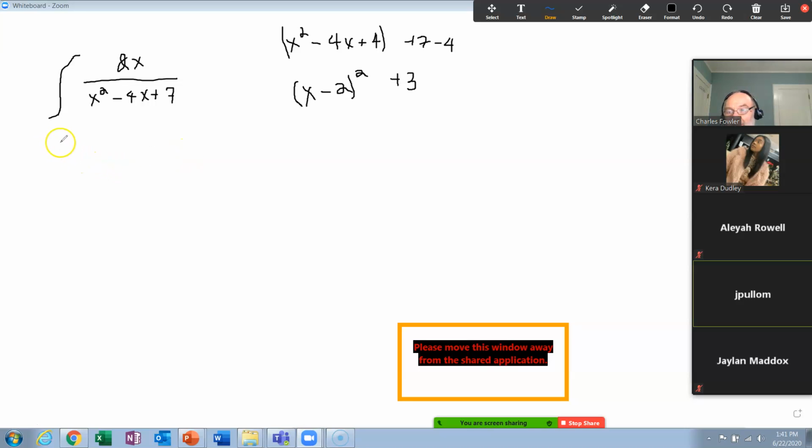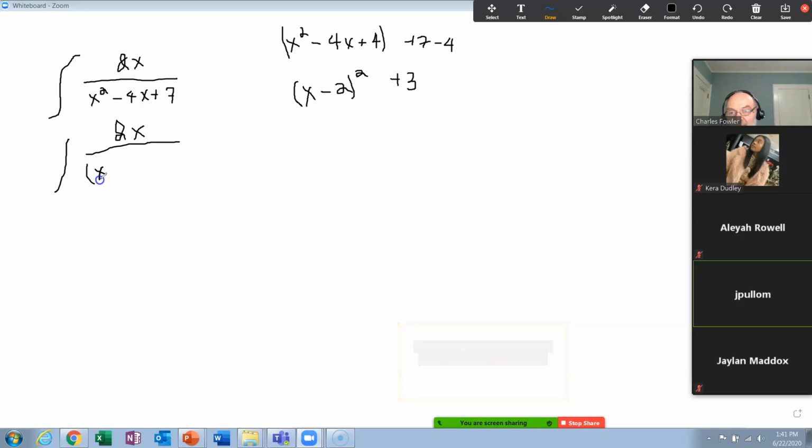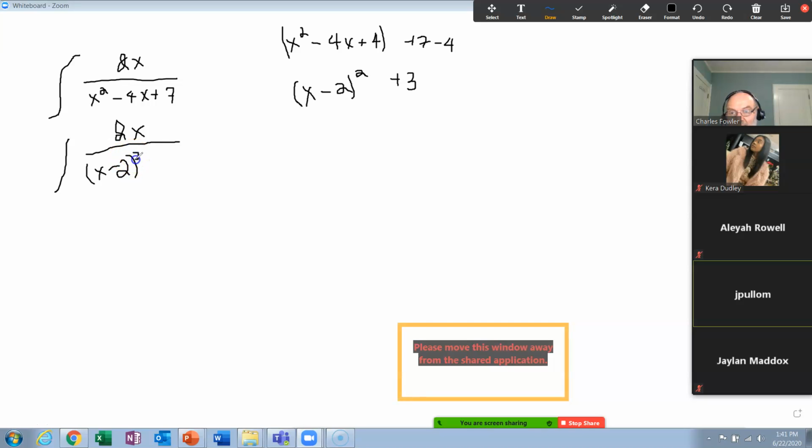Okay, so what does this become? This becomes your integral of dx over x minus 2 squared plus 3. Okay, because this thing came out exactly that. This denominator here is exactly that denominator there. I mean, multiply it out and see. x squared minus 4x plus 4 plus 3 is plus 7. x squared minus 4x plus 7. That's exactly that. But now we've written it with a completed square in there.